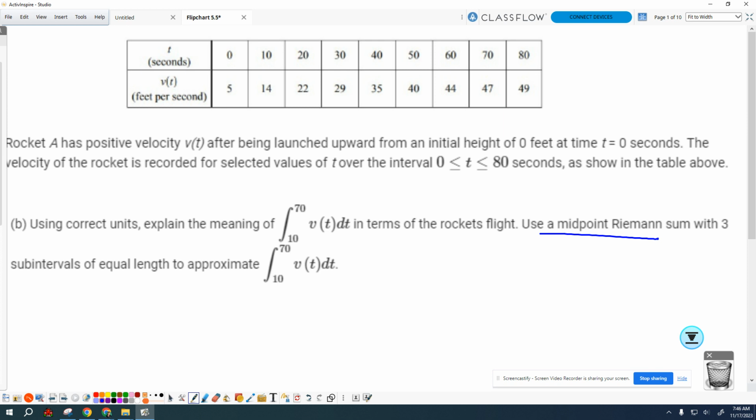So rocket has positive velocity after being launched upward from initial height of 0 at time 0, and then they give you snapshots of the height, velocity from 0 to 80 seconds. So I actually don't want to do the meaning part first, but doing midpoint, can you guys do that?